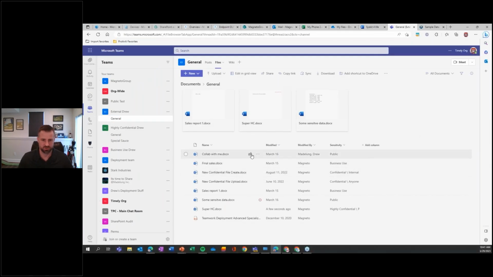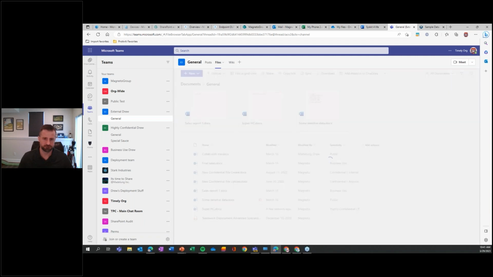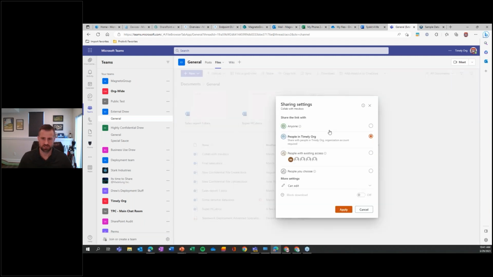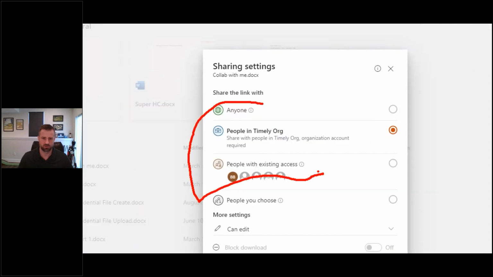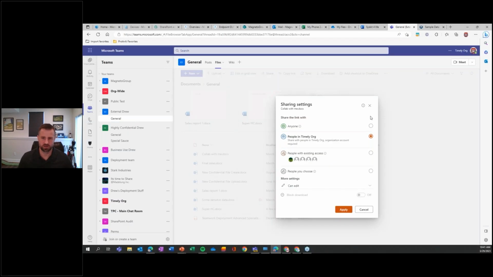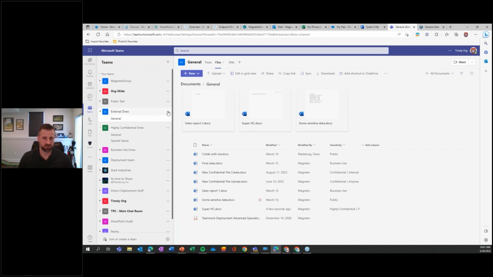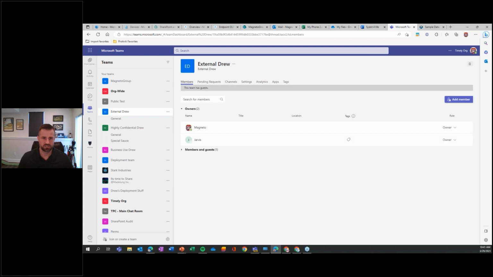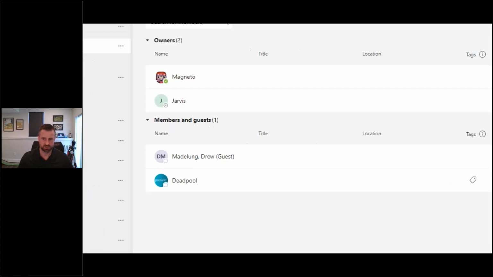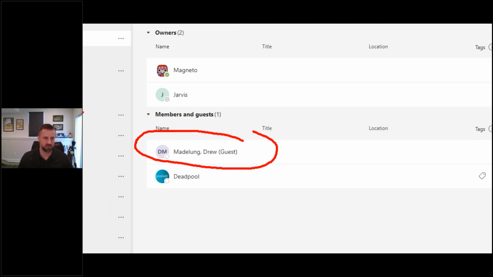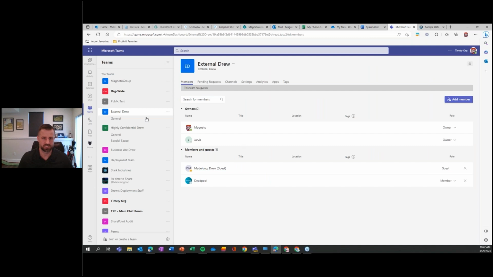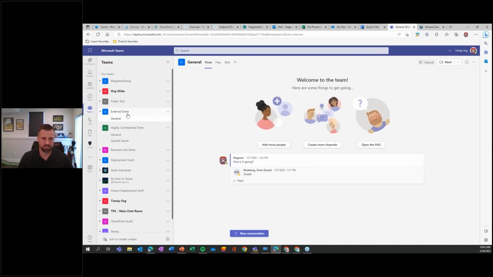So let's say I go into external Drew and I want to share this collab with me file. I can actually share this file with anyone externally, right? I could share this one with anonymous access in this external Drew team. Now, that's great. And if I look at this team, I'm going to manage this team, and I want to show you this team also has guests, right? So you'll see I actually have a guest in this environment. So I have someone that's not part of this organization here, but I need to work with them securely, right? I need to work on external Drew securely.